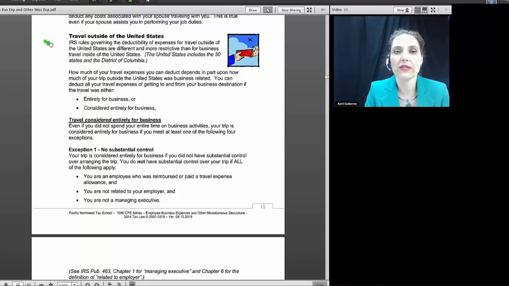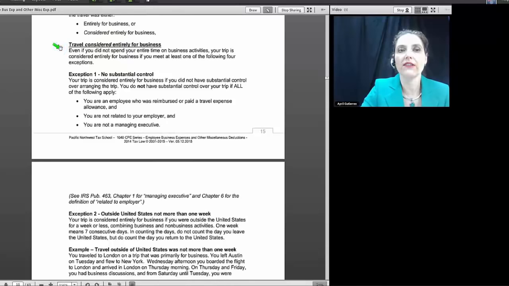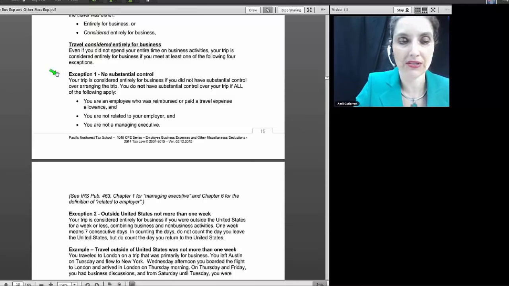How much of your travel expenses you can deduct depends in part on how much of your trip outside of the United States was business-related. You can deduct all of your travel expenses of getting to and from your business destination if the trip was either entirely for business or was considered entirely for business. So when is a travel considered entirely for business? Even if you did not spend your entire time on business activities, your trip is considered to be entirely for business if you meet at least one of the following 4 tests, or 4 exceptions, they say.